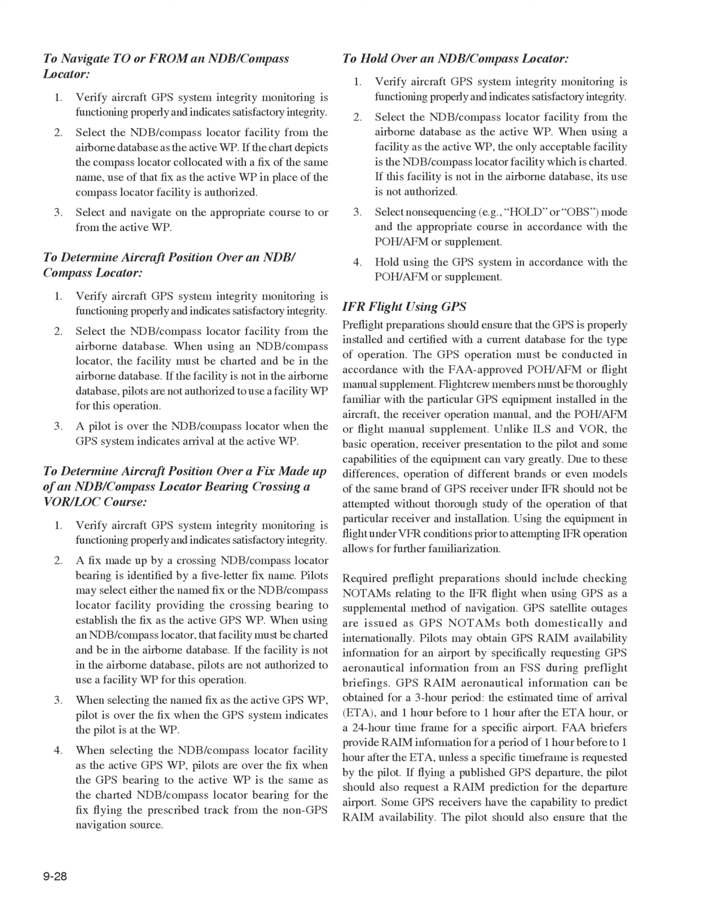Required pre-flight preparation should include checking NOTAMs relating to the IFR flight when using GPS as a supplemental method of navigation. GPS satellite outages are issued as GPS NOTAMs both domestically and internationally. Pilots may obtain GPS RAIM availability information for an airport by specifically requesting GPS aeronautical information from an FSS during pre-flight briefings. GPS RAIM aeronautical information can be obtained for a 3-hour period, the estimated time of arrival, ETA, and 1 hour before to 1 hour after the ETA hour, or a 24-hour time frame for a specific airport.